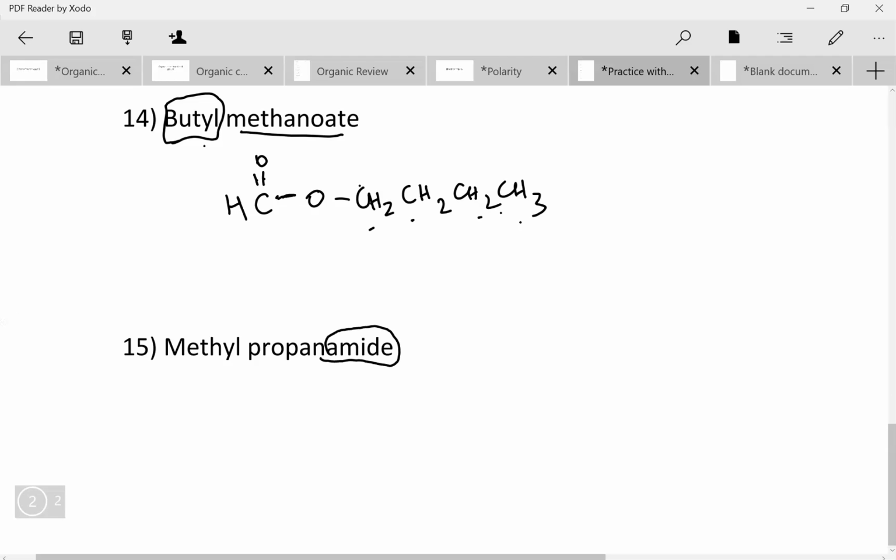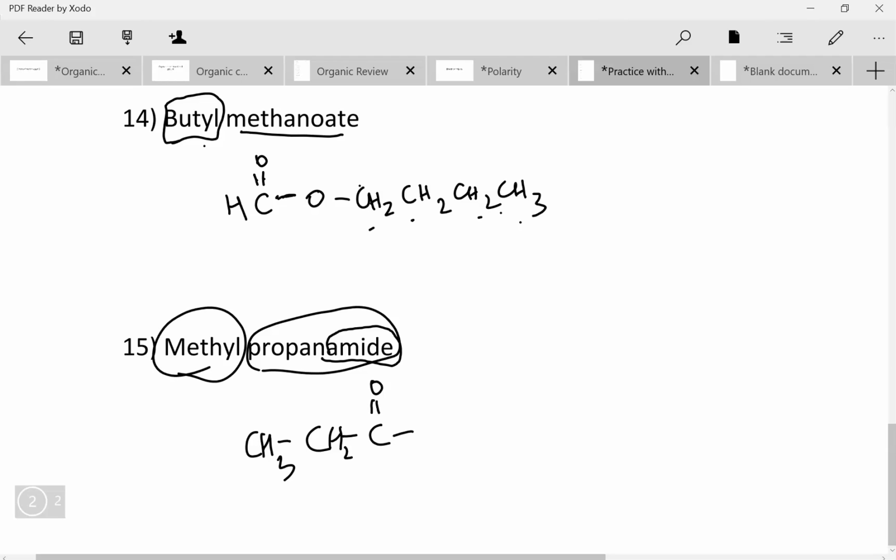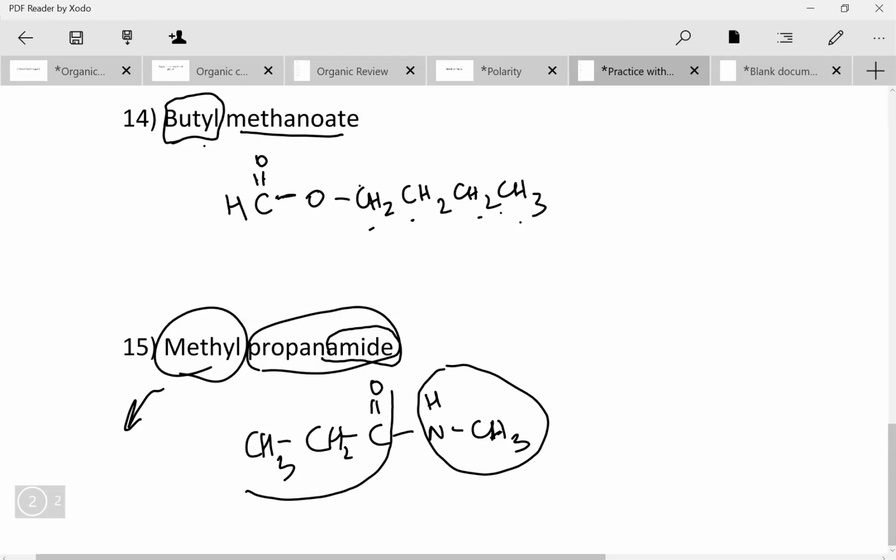Methylpropanamide. This is very similar to an ester, an "oate" ester, except it's an amide. So again, start with the amide part, propanamide. So 3 carbons followed by the double bond O. This half is the same. You add in your hydrogens. And then we have a methyl that came from an amine. So methanamine is what I had, so I have to do an NHCH3. This part over here is my methylamine. Here's my propanoic acid. I put those together, I get methylpropanamide.